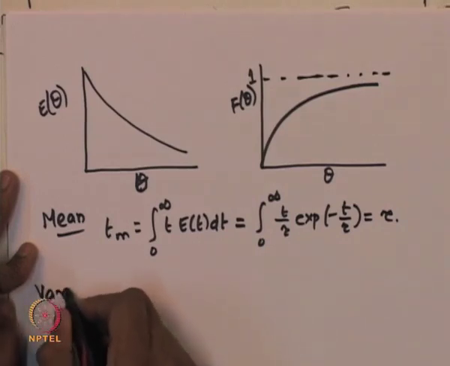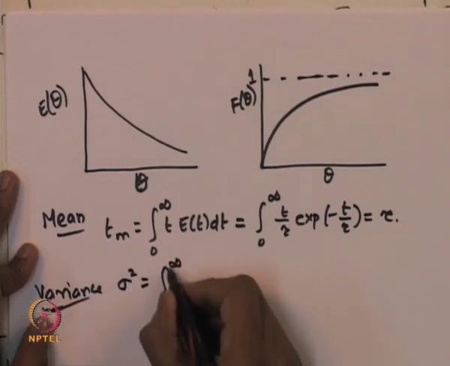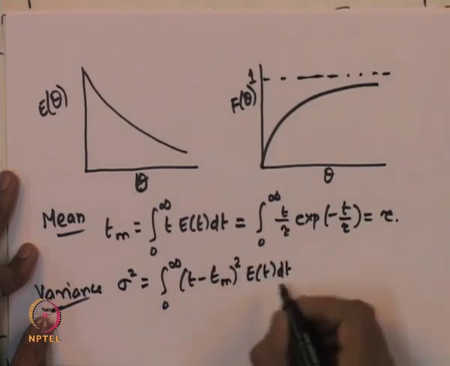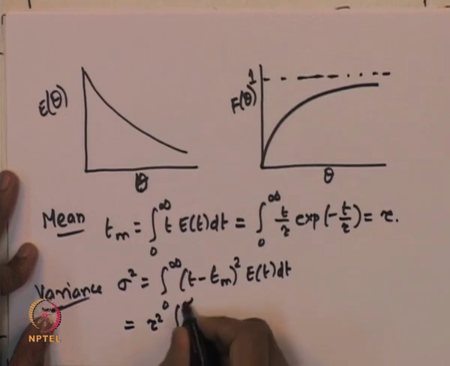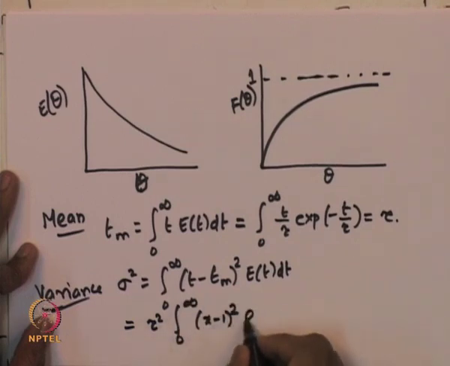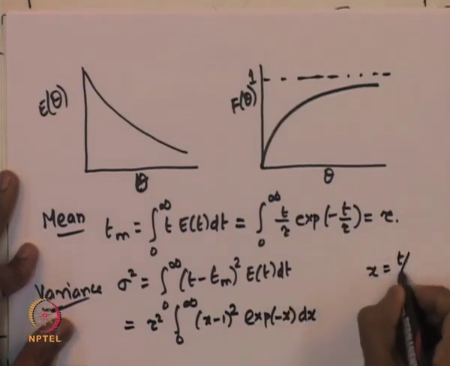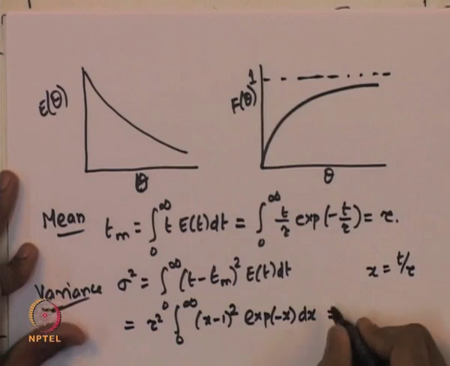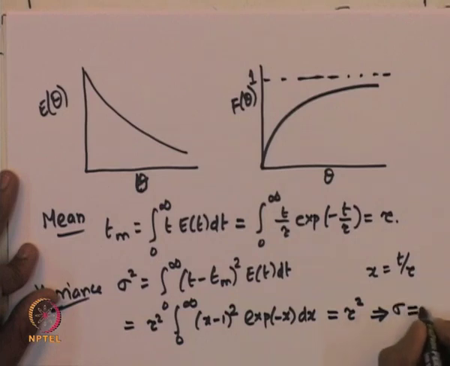And now, the variance sigma square is given by integral 0 to infinity t minus T m, whole square, into E of t dt, and that should be equal to tau square integral 0 to infinity x minus 1, the whole square, into exponential of minus x dx, where the change of variable is done by setting x equal to t by tau. Integrating this is a standard expression, and one can find that it is equal to tau square, which means that the standard deviation of the distribution is equal to the space time of the reactor itself.